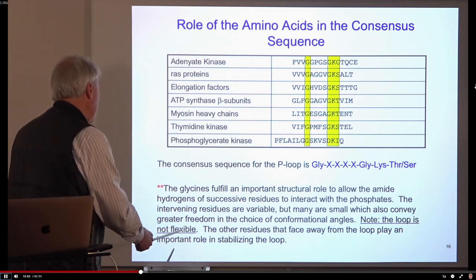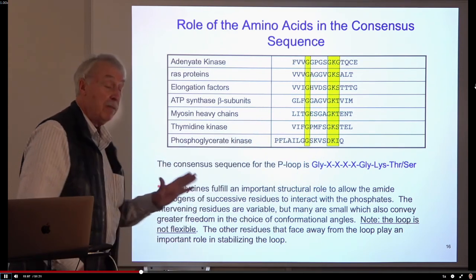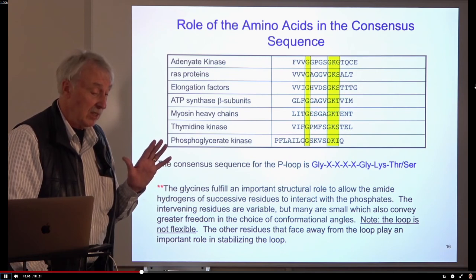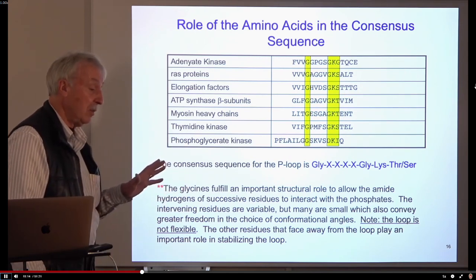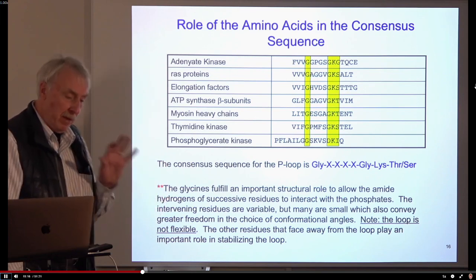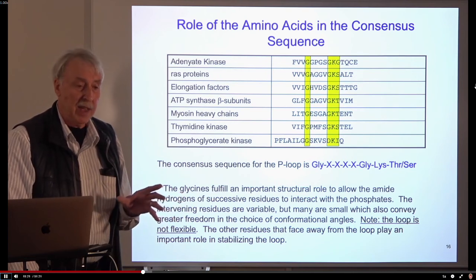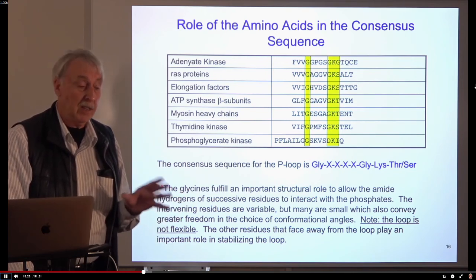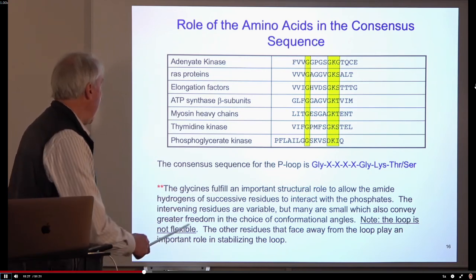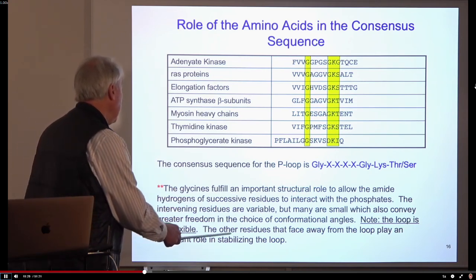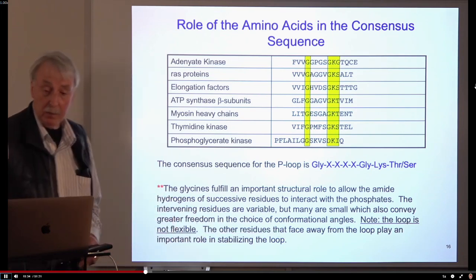So this brings us to an important point. Although they contain glycines, the loop itself is not flexible. It is held in place by secondary interactions with other components of the protein. There are some enzymes where that conformation of the P-loop changes during the catalytic cycle to reduce the affinity. But even in those cases, the P-loop is still well organized. So the residues that face away from the loop play an important role in stabilizing the loop.